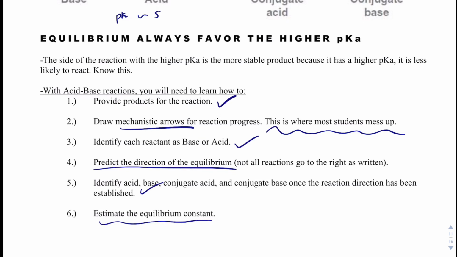equilibrium constant. I know I'm throwing a lot of information at you right now, but on the back of your periodic table, you have a formula that says 10 to the conjugate acid pKa minus the acid pKa. That will give you your K value for the reaction.